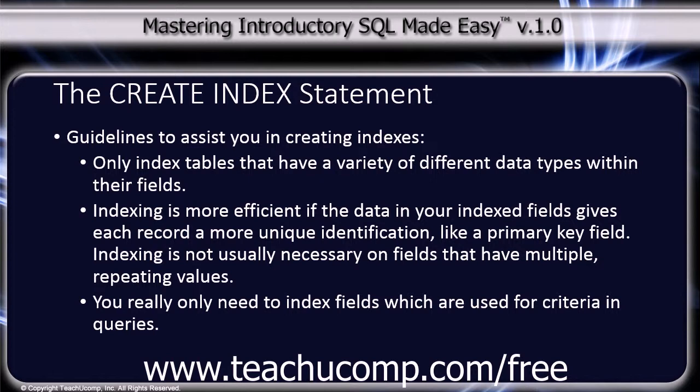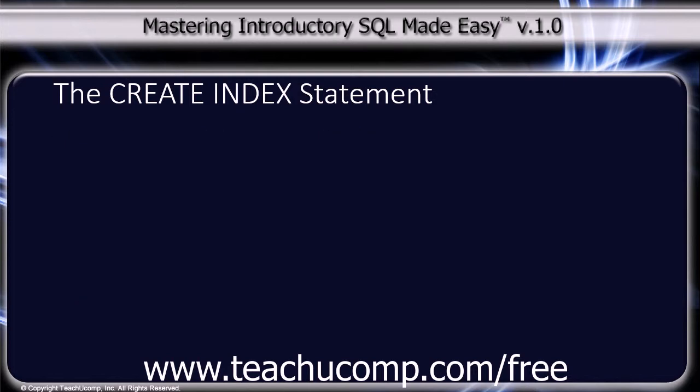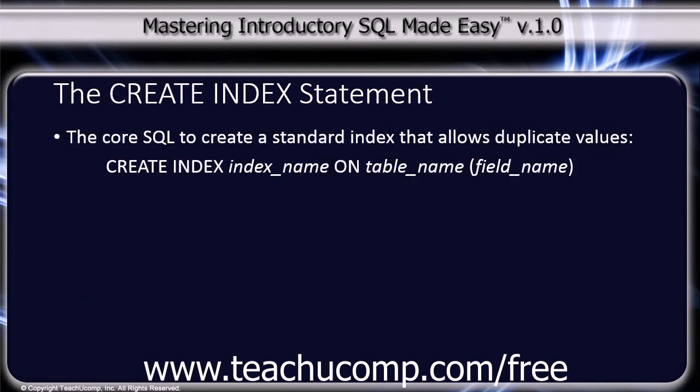Assuming your table fields have met these criteria, it can be useful to apply an index to the desired fields to increase the sorting and processing capabilities of data in queries. The core SQL statements used to create indexes are shown. Note that there are two different statements used to create an index that only allows unique values and an index that allows duplicate values. Also be aware that the syntax for creating indexes varies between relational database management systems, so you should check the documentation for the system that you use.